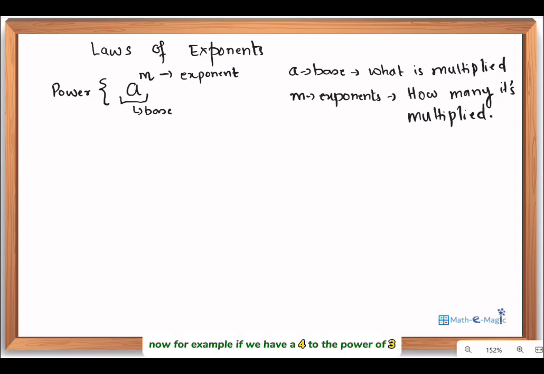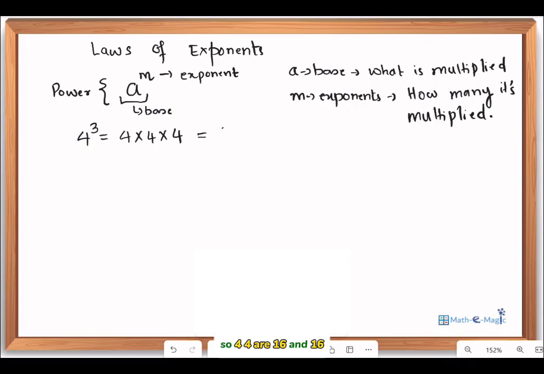Now, for example, if we have 4 to the power of 3, that means the base 4 is being multiplied 3 times. If we are asked to evaluate this power, evaluate means finding the value, so we will multiply and write the answer. So 4 4s are 16 and 16 4s are 64.